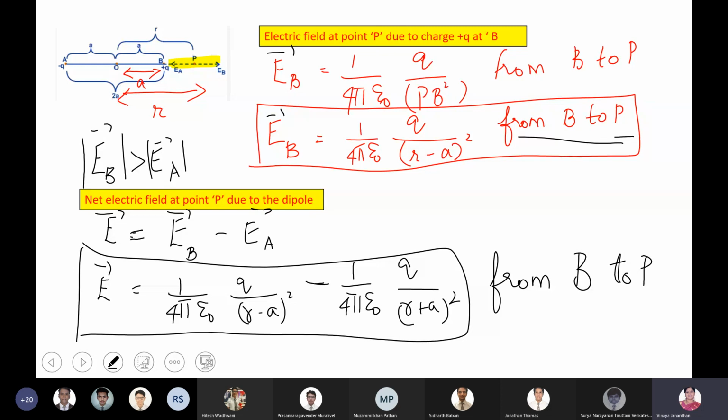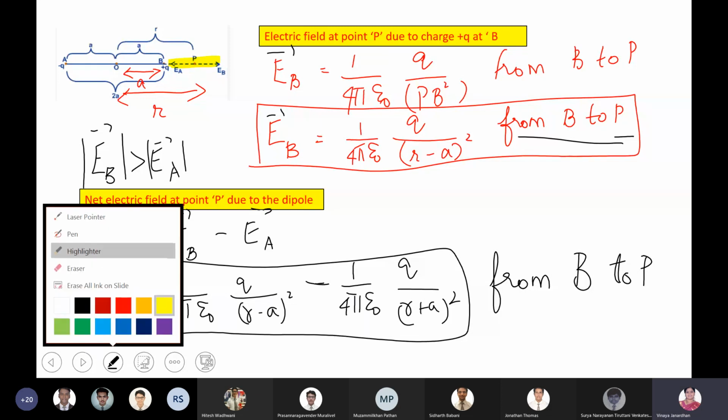See, when you are very close to the poles of the bar magnet, then the magnetic force will be greater. If you are far away from the magnet, then the force you experience will be less. Point P is closer to the charge plus Q at B. That is why EB is greater than EA.